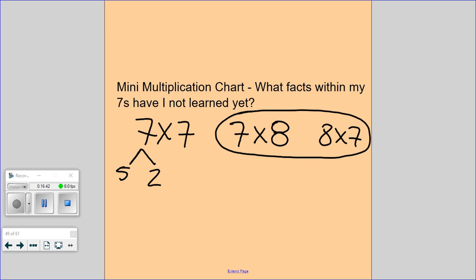So now we need to rewrite our equation. 5 groups of 7 plus 2 groups of 7.